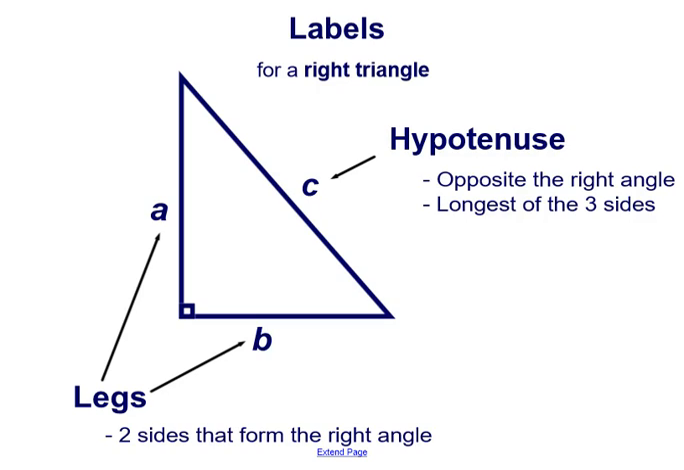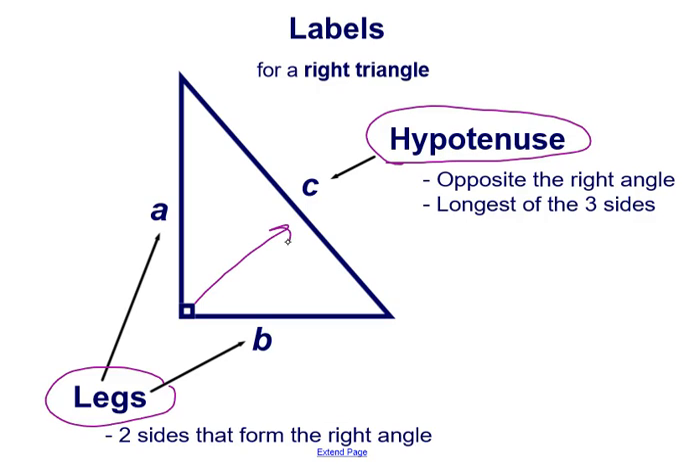The two sides that form the right angle are called the legs of the triangle. So in this example, A and B are the legs of the triangle. And the side that is opposite the right angle is called the hypotenuse. It doesn't matter which leg is labeled which, but C is always going to be your hypotenuse, which is again opposite that right angle. And it is also the longest of the three sides of the triangle, so you can use that to identify it as well.